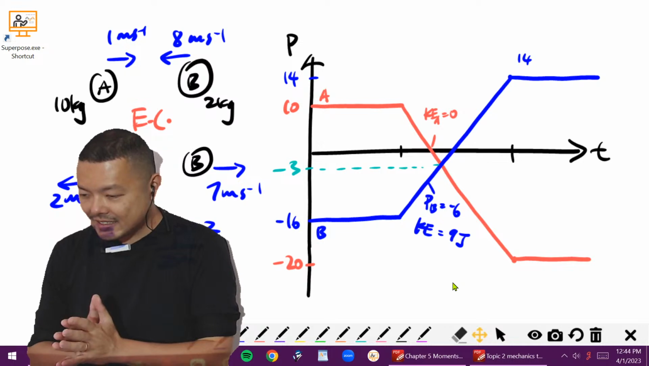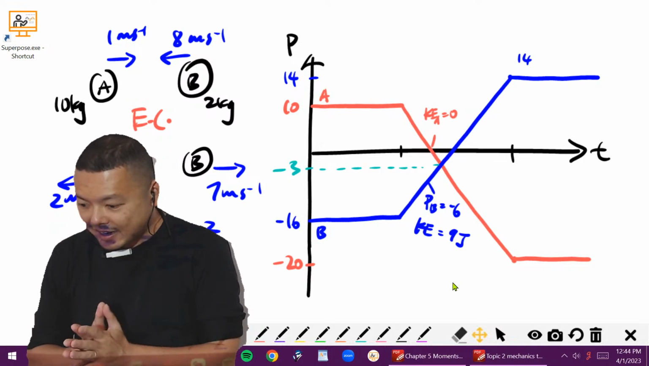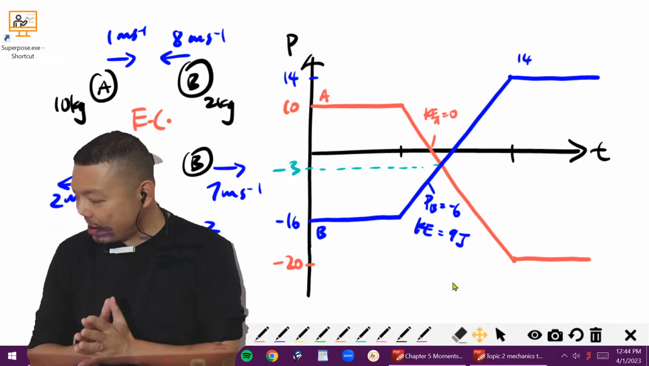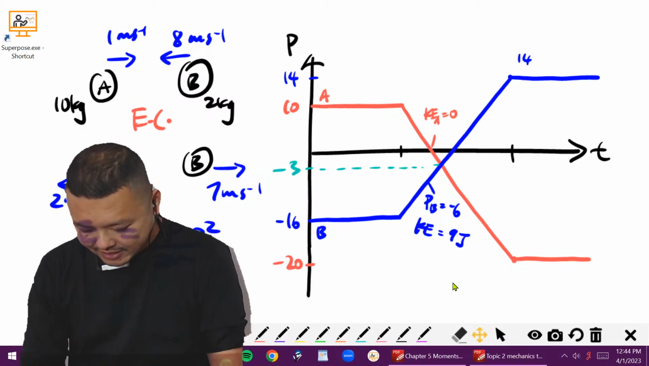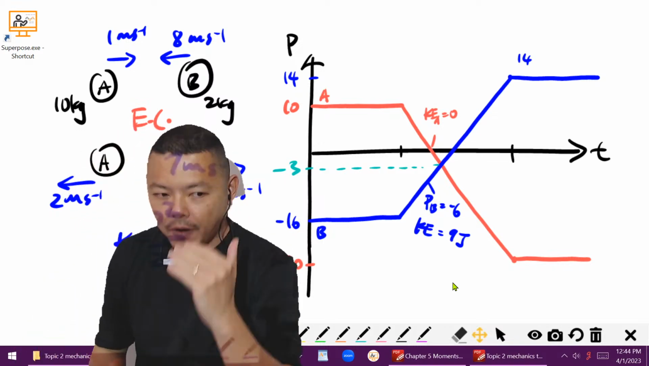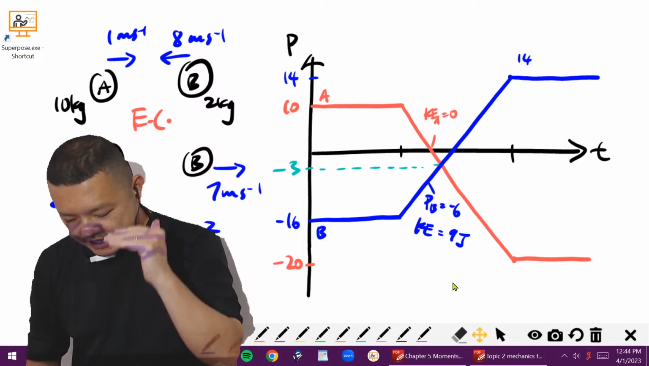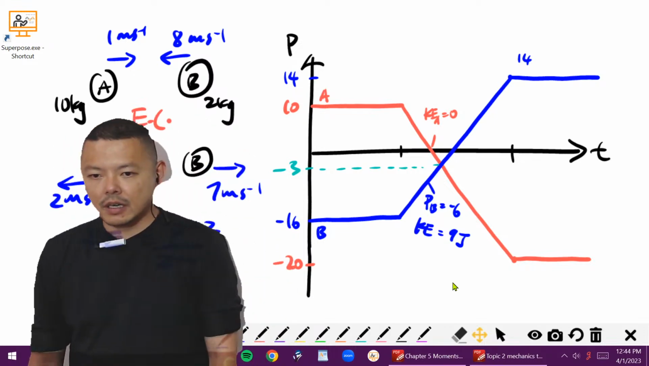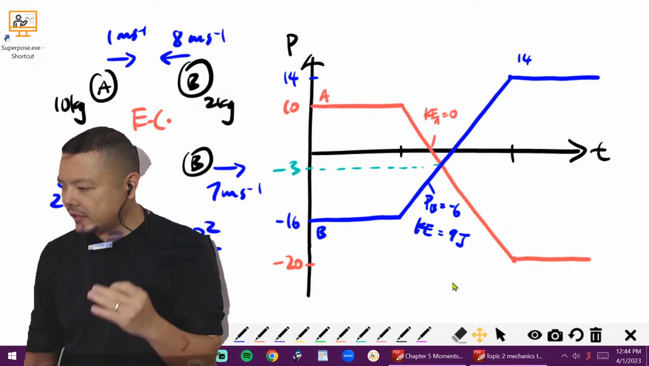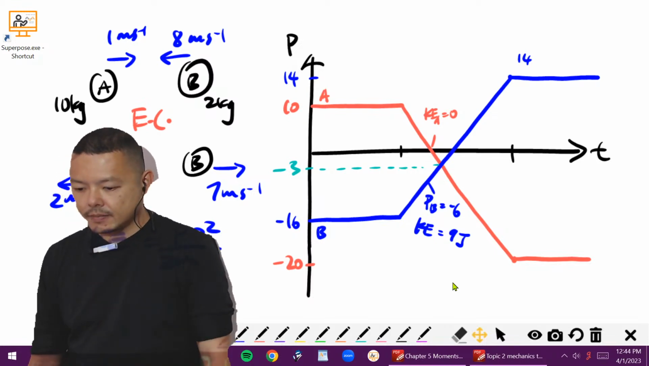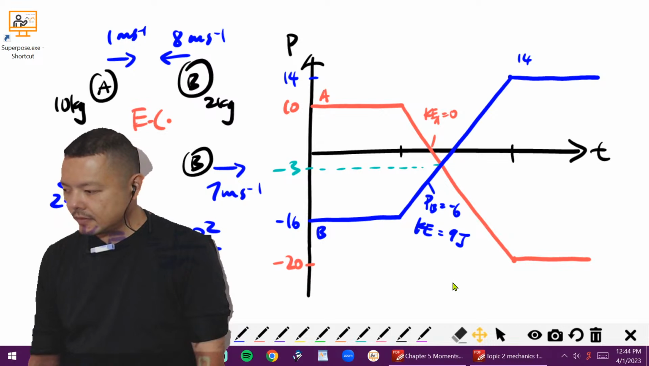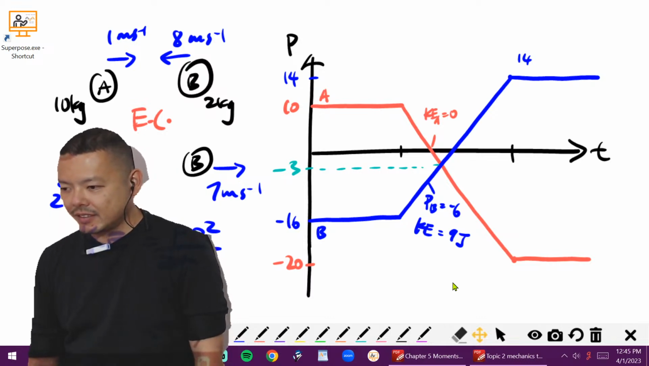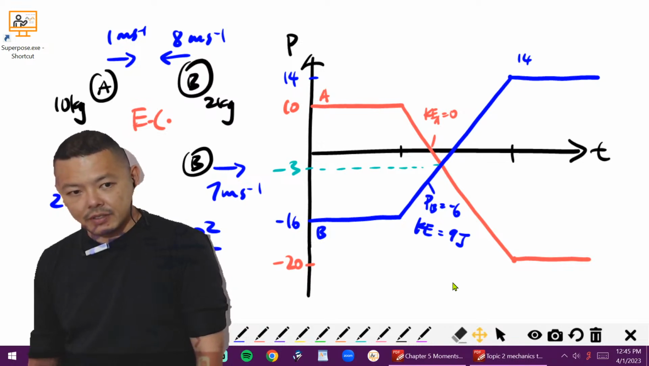Okay, not done yet. One more thing to analyze. How do you find the force that each object experiences? That's just a question. How do you find the force that the objects experience?